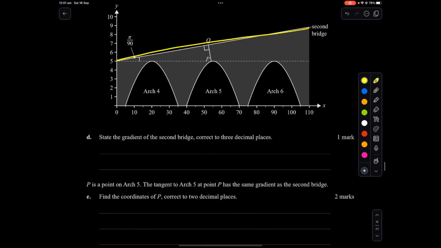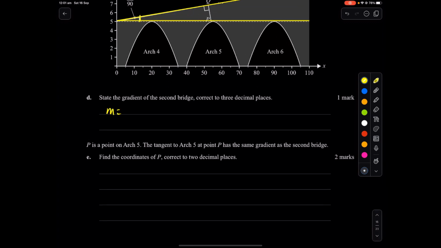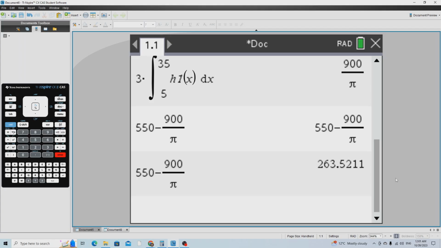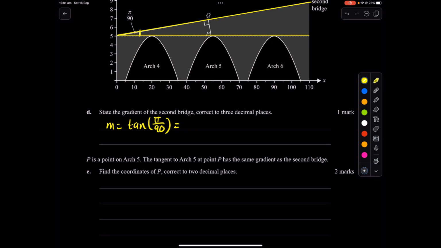Okay, so we're just trying to find the gradient of this. This is very easy. Because we're given the angle, you should know the gradient is just tan of the angle, which here is pi on 90. So what's tan of pi on 90? It's this value to 3 decimal places, 0.035.